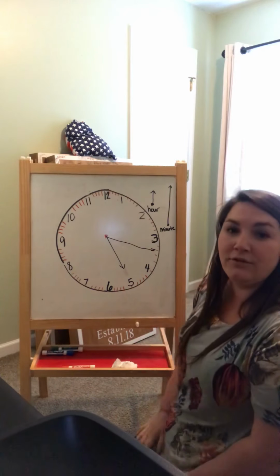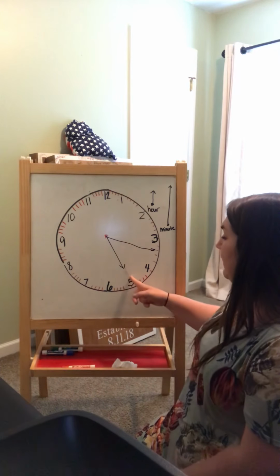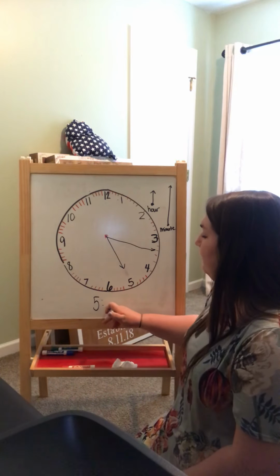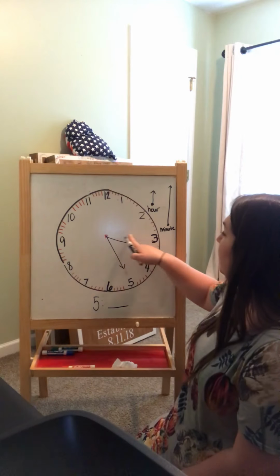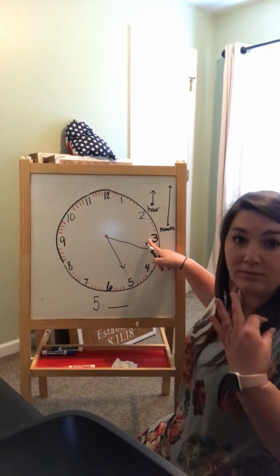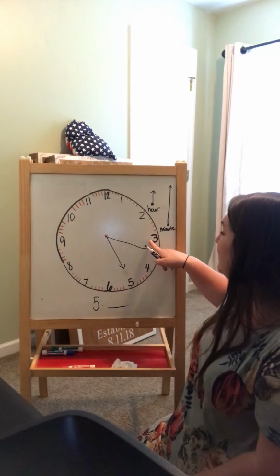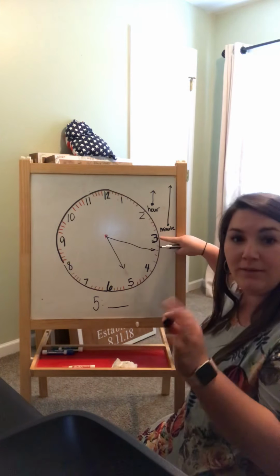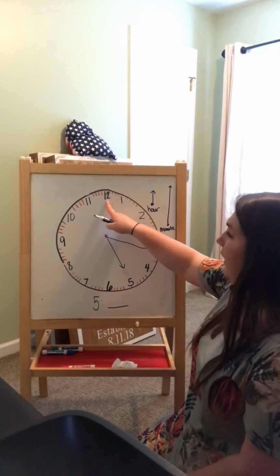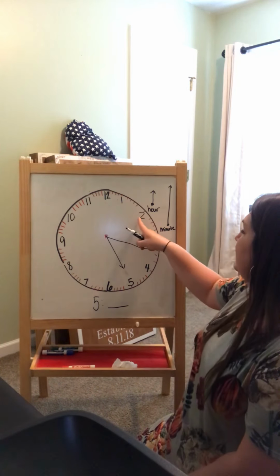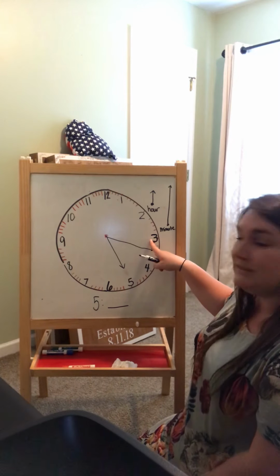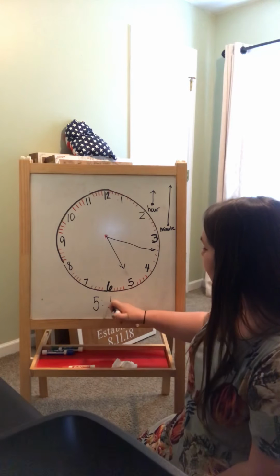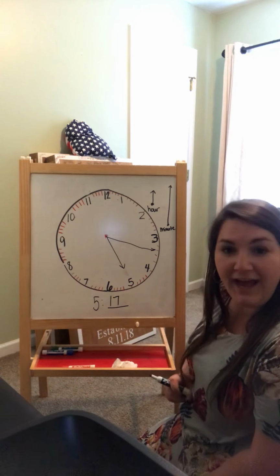All right. So first I know I have to read my hour hand, and my hour hand is pointing to the 5, so I know it's 5. Now I have to figure out the minutes. So, I know it's past the 3, so I know I can count by 5s, but it's not to the 3 and it's not quite to the 4. So I can count by 5s and then I have to stop and count by 1s. So let's do it together. Here we go. Count with me. 5, 10, 15. Stop and count by 1s. 16, 17. So I know it's 5:17.